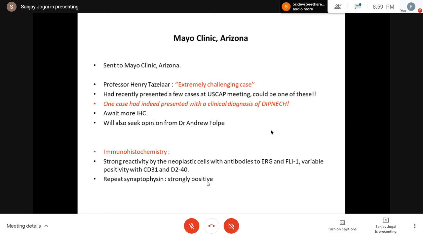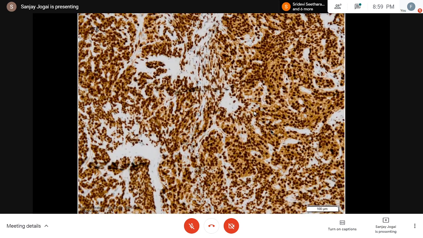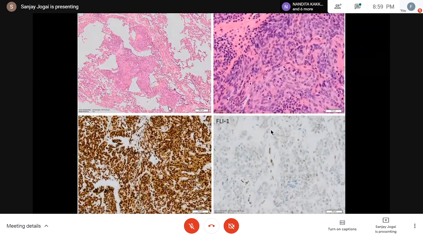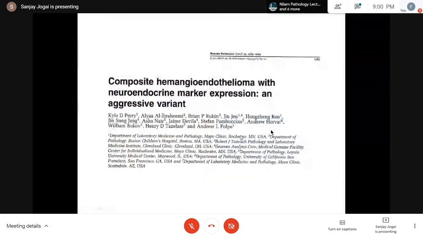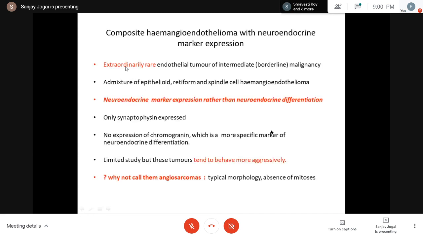And what was this? So this is ERG, very strongly positive. This is FLI1. And just to reiterate the morphological features, you have those H&E slides, ERG and FLI1 positive. So they had just about described this entity, which is a composite hemangioendothelioma with neuroendocrine marker expression. And that is the whole pitfall of this. So in their case series, they had seen the same thing, that these were vascular tumors, but they were showing synaptophysin expression. So extraordinarily rare tumor of borderline malignancy, admixture of these 3 forms, and it's basically neuroendocrine marker expression rather than differentiation. And typically only synaptophysin is expressed, and they tend to behave more aggressively.